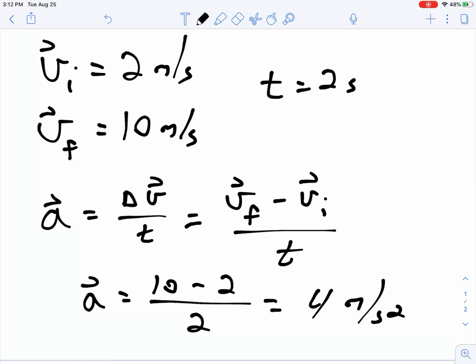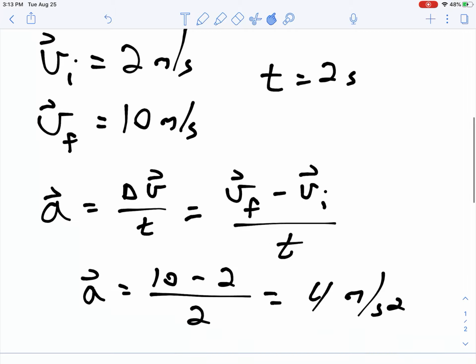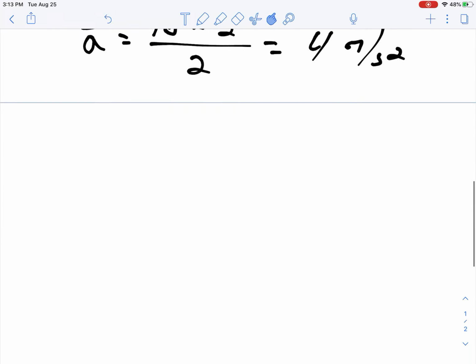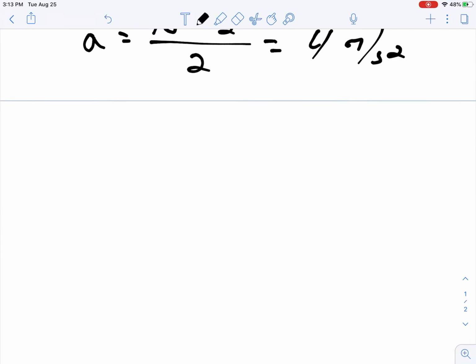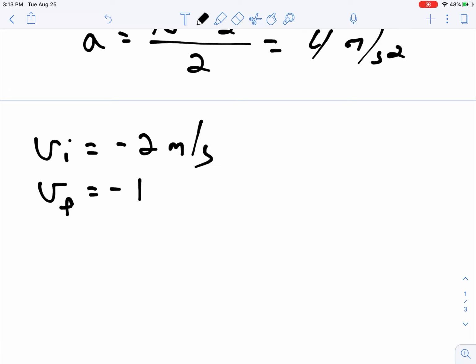In this example, the acceleration is positive, and I'm about to tell you that that is a fluke. Acceleration is positive, but that is not positive because we sped up. Let me show you another example to make this more clear. Let's, in this example, take my initial velocity to be negative 2 meters per second, and my final velocity to be negative 10 meters per second.